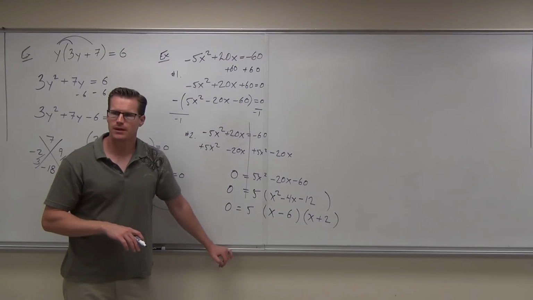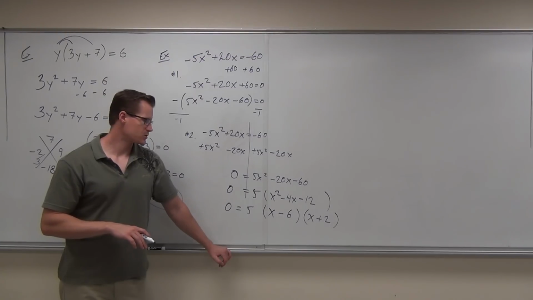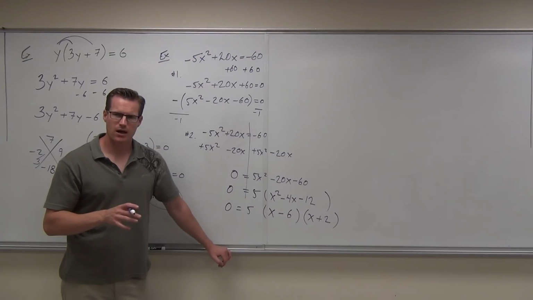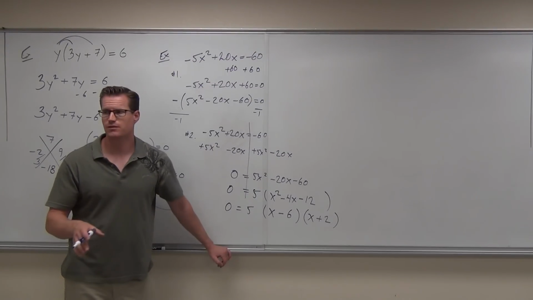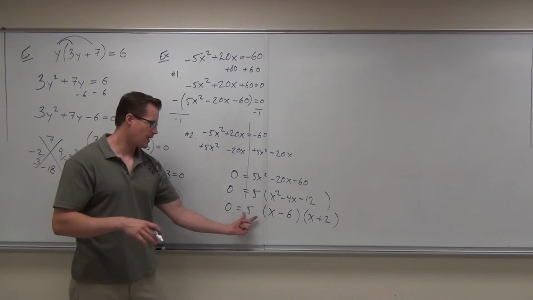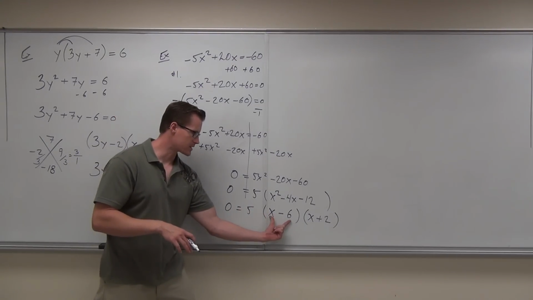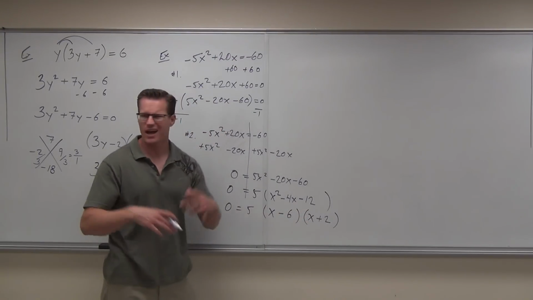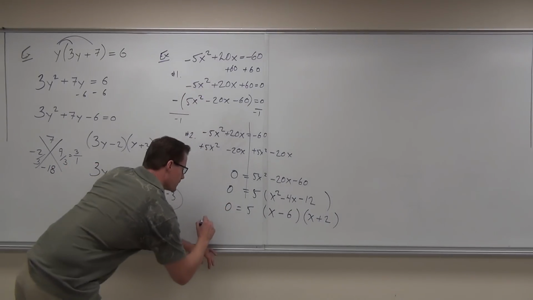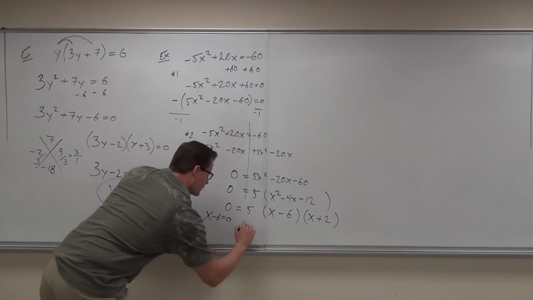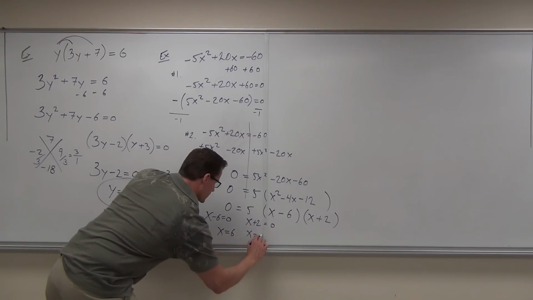Am I done? No. Now, I mentioned something before, and I don't know if I explained it very well. Here's the thing. How many factors do we have? We actually have 3. How many factors include variables? 2. Only set the factors that have variables equal to 0. The 5 equals 0 is irrelevant. It's a nonsensical statement. It won't work, okay? So set x minus 6 equals 0, set x plus 2 equals 0, and then just solve those. So all the variable factors, set those equal to 0. Therefore, x equals 6 and x equals negative 2.